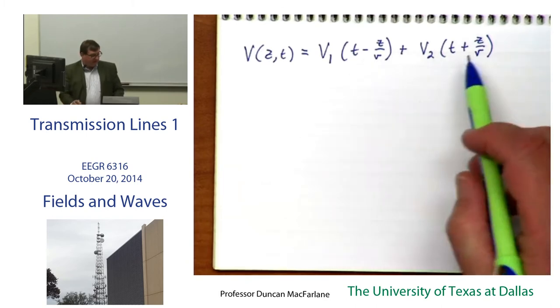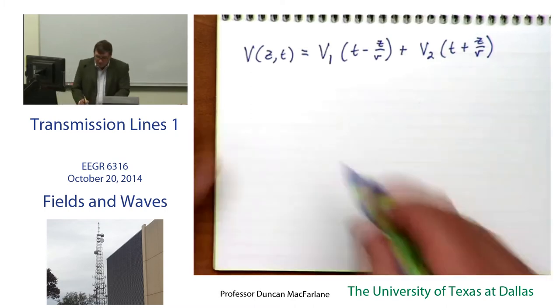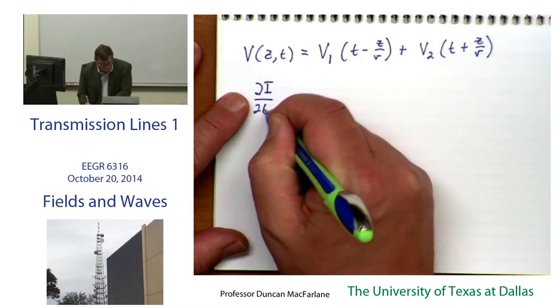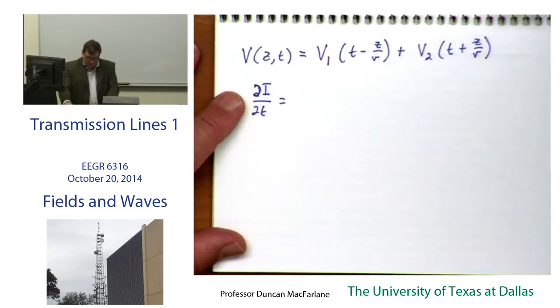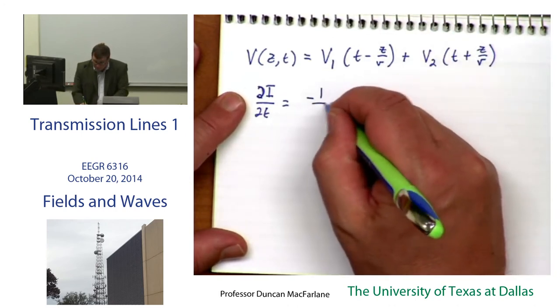What's the difference between the minus and the plus? Direction of propagation. I want to use this transmission line to talk both ways, to have a full duplex conversation instead of just transmitting one way. And I want to know what I is. Can't really have a full solution with just the voltage. And I'll substitute this into the telegrapher's equation.